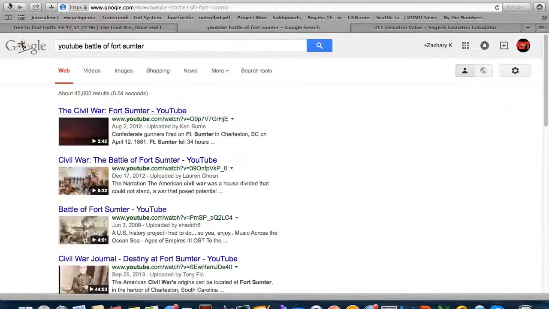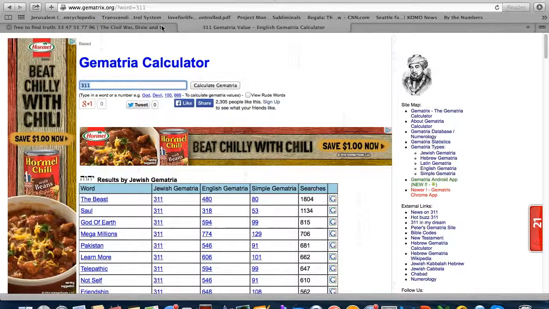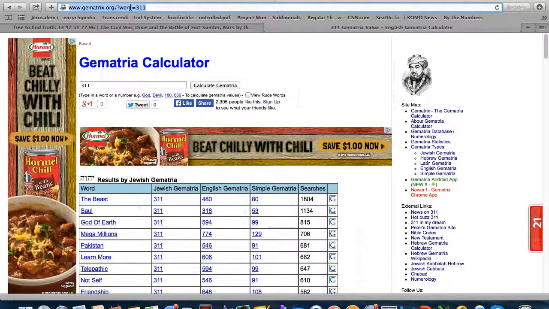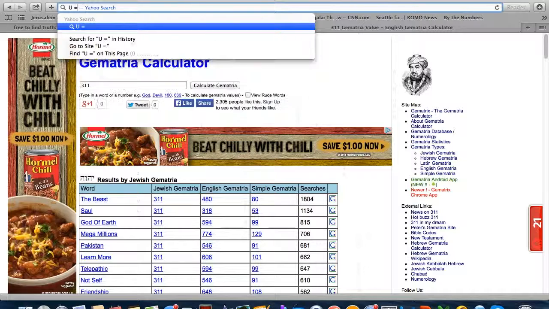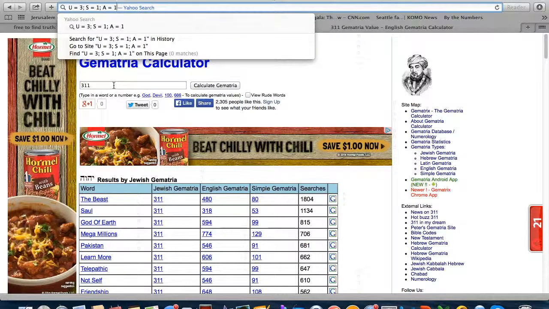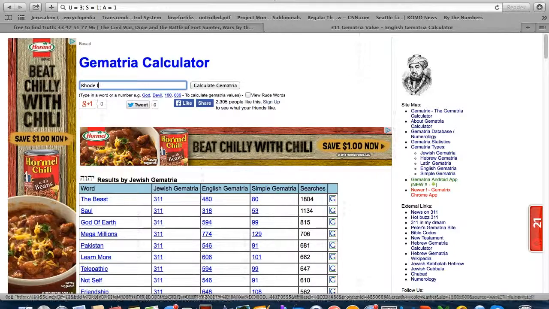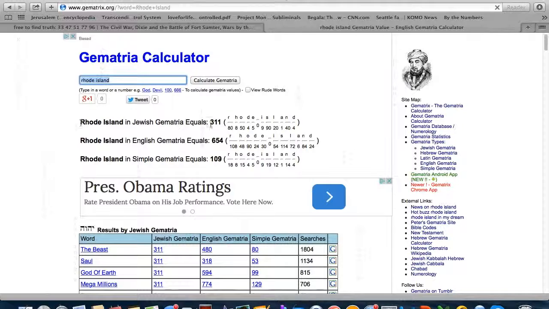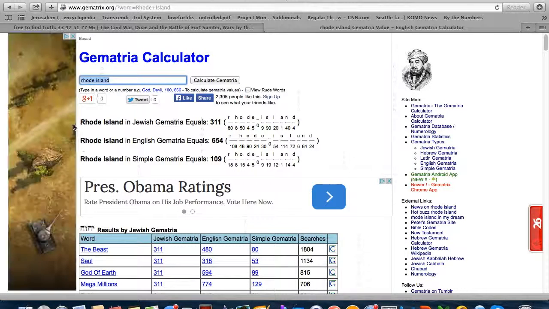There it is, truth seeker. The Ken Burns covering of our history. And what I want to point out with this number 311 is that in Jewish gematria, it equals the beast. The acronym USA breaks down to 311. U is the 21st letter, 2 plus 1 becomes 3. S is the 19th letter, 1 plus 9 becomes 10, 1 plus 0 becomes 1. A is the first letter. USA is 311. Check out Rhode Island, the 13th and final colony, 311. See, it's all part of a plan, all part of a pre-planned script.